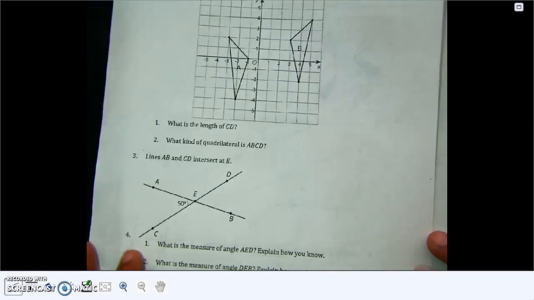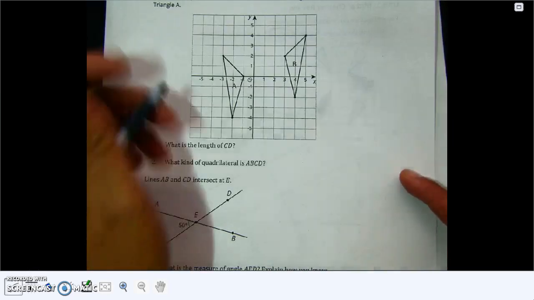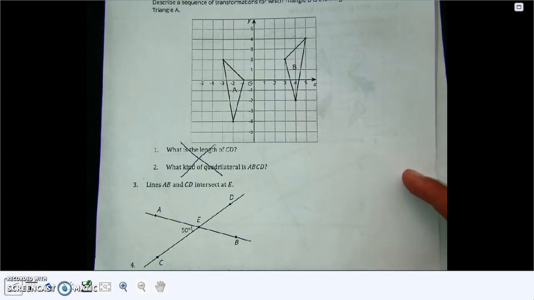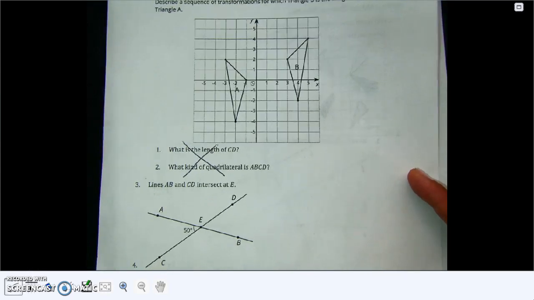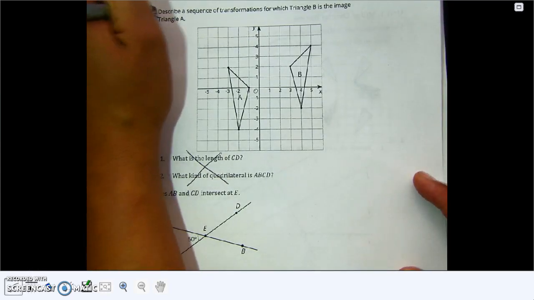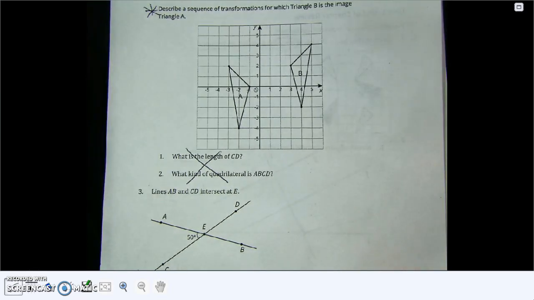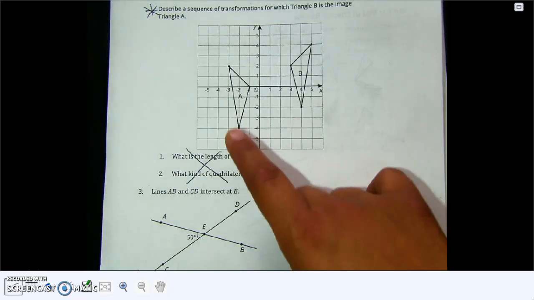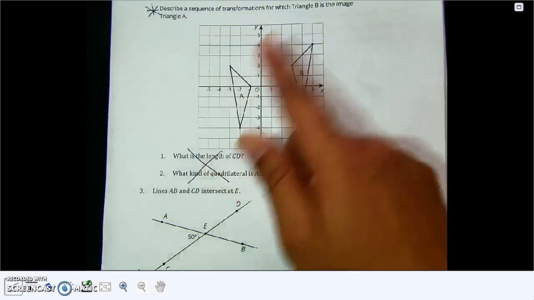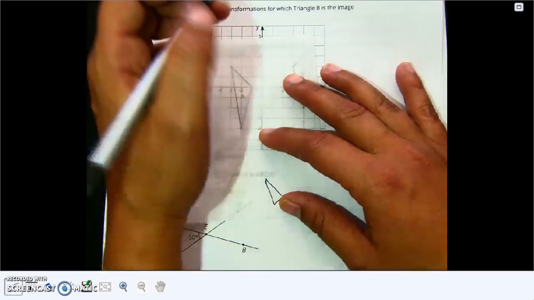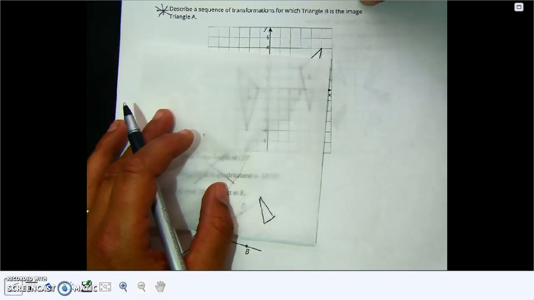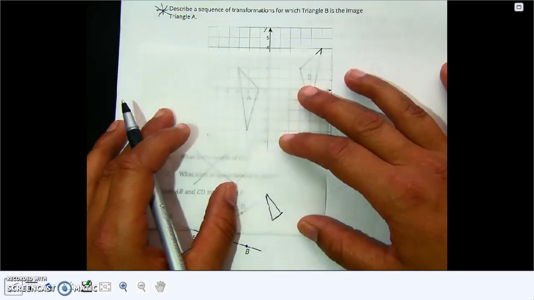The next one here, I asked you to go ahead and cross this out. You don't need to answer that. It's asking you to describe the sequence of transformation which happened for triangle A to B. So triangle B is the image. Sorry, triangle B is the image to triangle A.